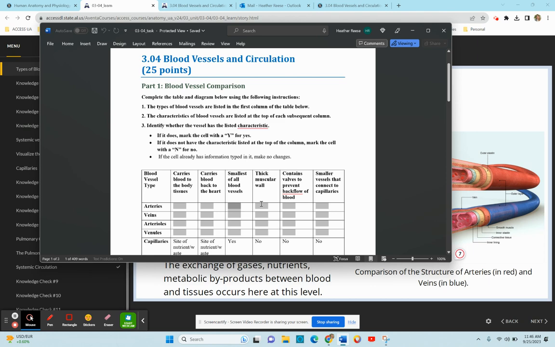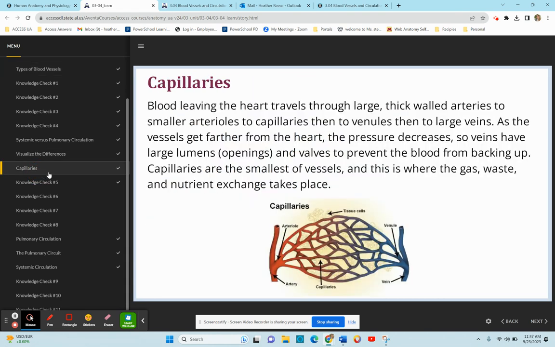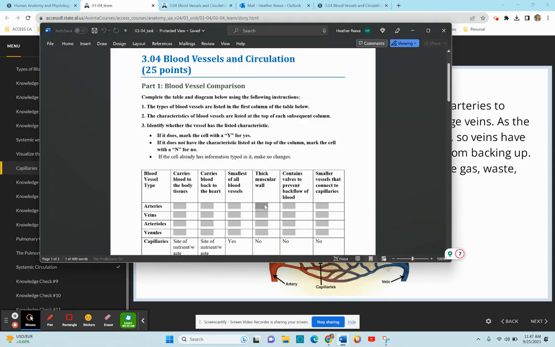Does it have a thick muscular wall? Where did I find that one? All right, this answer is kind of hidden in a slide further down in capillaries. Blood leaving the heart travels through large, thick-walled arteries. So arteries do have thick muscular walls. So that would be yes. So we would put yes there.